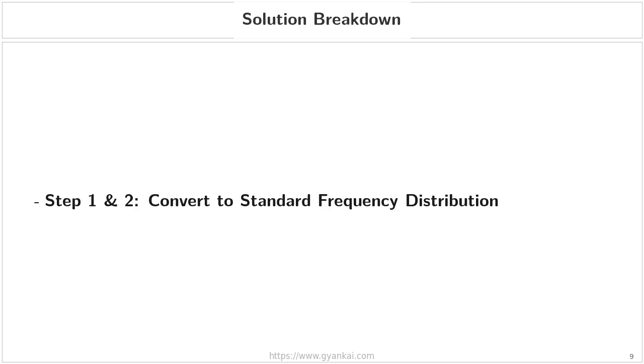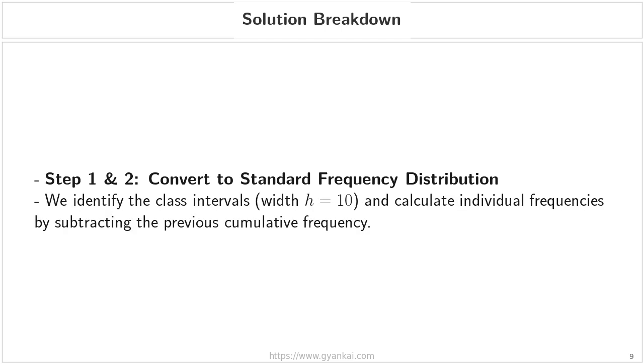Solution breakdown. Now that we have our raw data from the previous slide, let's walk through the actual conversion process. In steps 1 and 2, our goal is to transform that less than table into a standard frequency distribution. First, we look at the upper limits provided in the example, 40, 50, 60, and so on, and determine the class intervals. By looking at the difference between these limits, we can see the class width, or H, is 10. This allows us to establish our intervals, starting from 30 to 40 and moving up to 70 to 80.